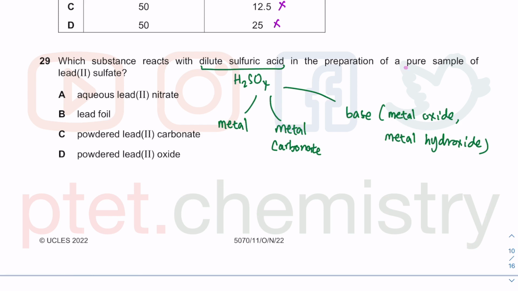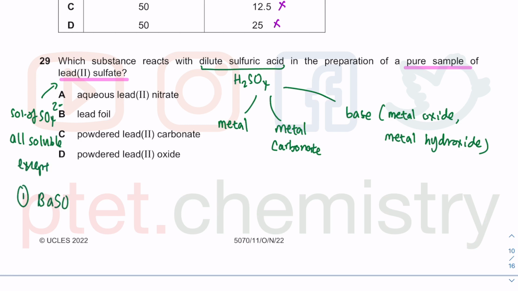You just want a pure sample of lead(II) sulfate. What do we know about the solubility of sulfates as stated in the salt preparation syllabus? All sulfates are soluble except for 3 particular sulfates. The first one is your typical test for sulfate, barium sulfate, a white precipitate. The second one, which is insoluble, is calcium sulfate. And the third one is your lead(II) sulfate. So the fact that we have lead(II) sulfate here means this is insoluble.